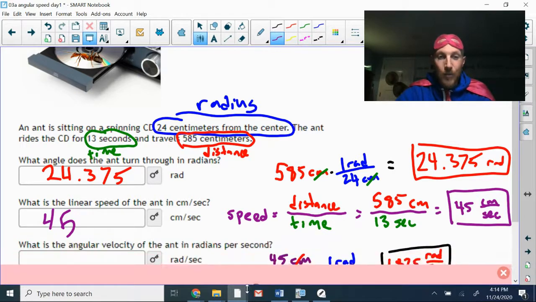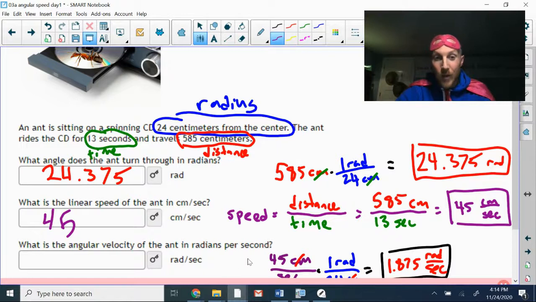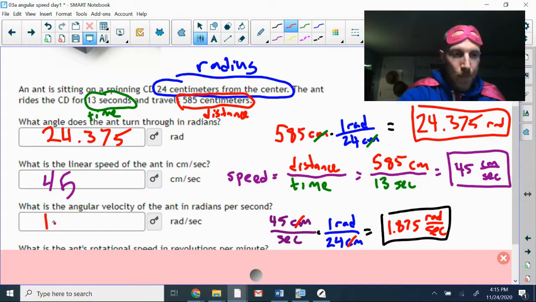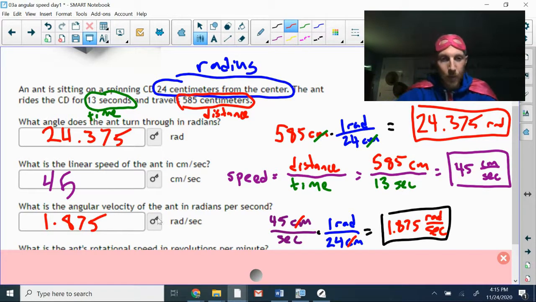Although speaking of angular speed, that does show up next, and I'm going to do what I just mentioned a minute ago. To find the angular speed, I'm going to take this 45 centimeters per second, that's the linear speed, and my conversion factor, 1 radian is 24 centimeters. Centimeters cancel, and I'm left with radians and seconds. Divide in this case, and I get 1.875 radians per second.